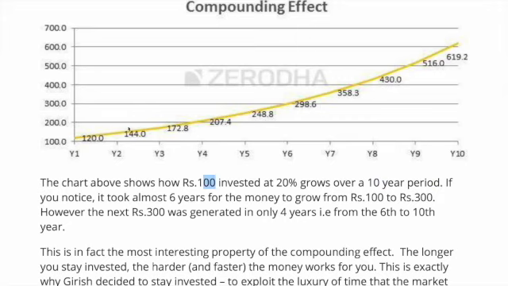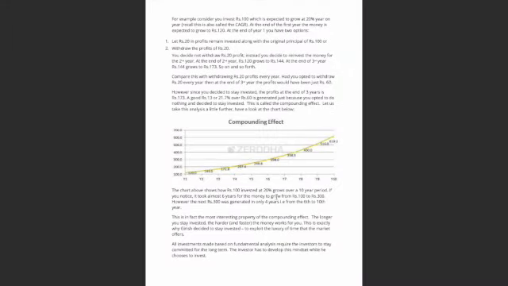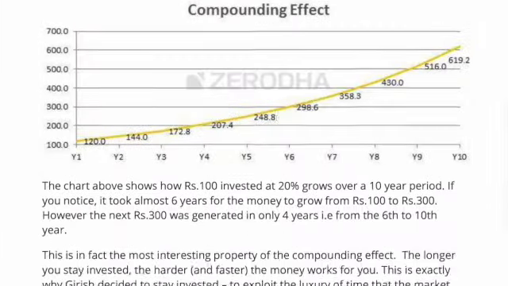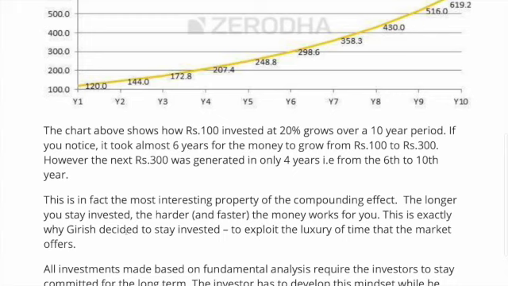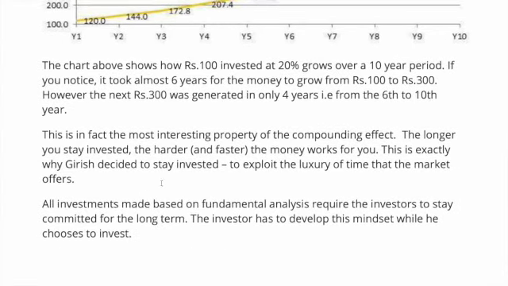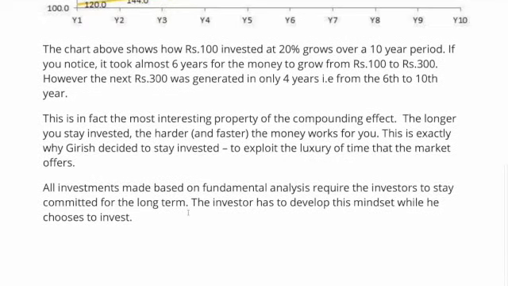Year 1, 120. Year 2, it grew to 144. Year 3, and you see it goes up. It goes up. It goes up. It took almost 6 years for the money to grow from 100 to 300. However, the next 300 was generated in only 4 years. So we see that the compounding effect in the long term will help you create money. So the longer you stay invested in a good company with intrinsic value.